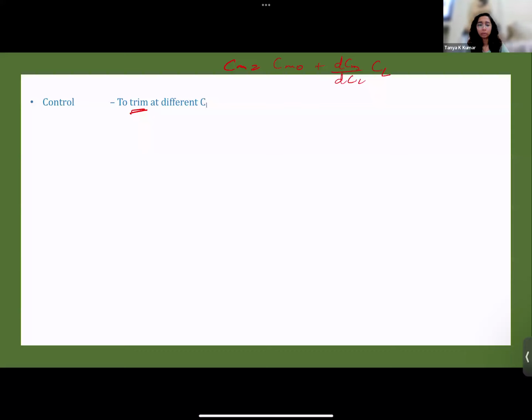Right? So trim and equilibrium are synonymous. It is where the sum of all forces and the sum of all moments are zero. Basically, in our case, trim is when Cm equals zero. So to ensure Cm equals zero at various different CLs is what the control surface does. That is the aim of the control.